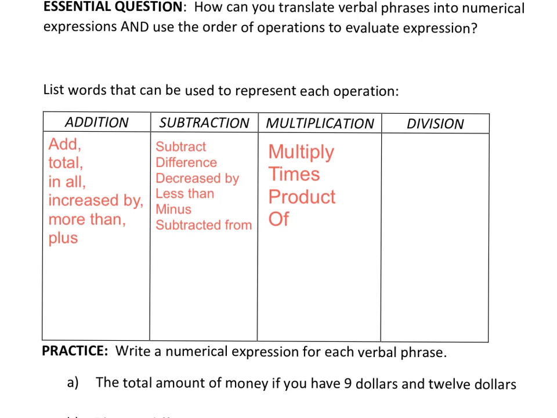Now with multiplication, we have words such as multiply, times, product, of. Each could mean multiply. Now for division, we could also use words such as divide, into, half, meaning that we divide it by 2, and the word per also can mean division.